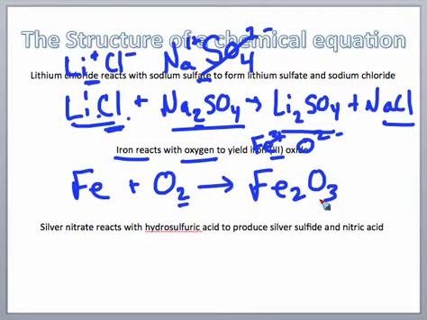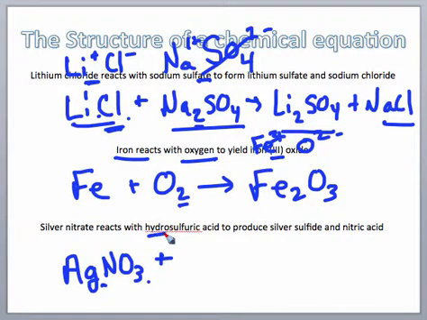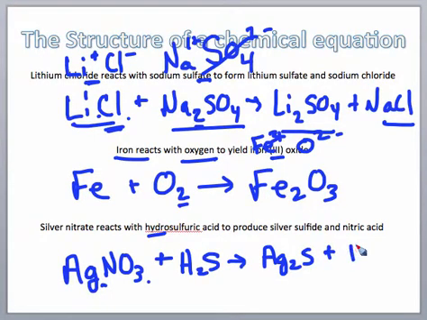Fe2O3. For the third one here, I would need to tell you that silver has a 1 plus charge, and since nitrate is 1 minus, when we crisscross it's a 1-to-1 ratio. Hydrosulfuric acid, H and one other letter, producing silver sulfide and nitric acid.